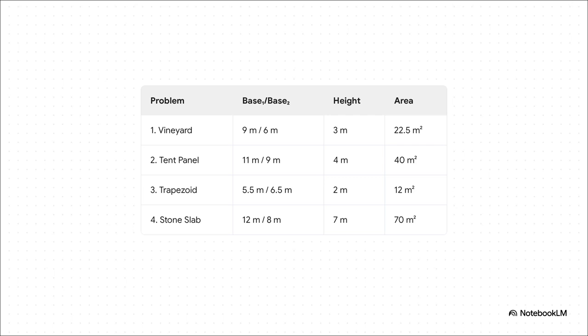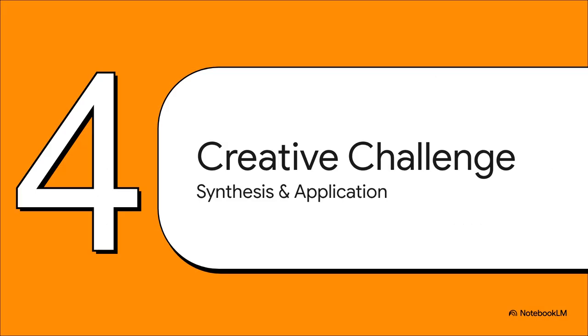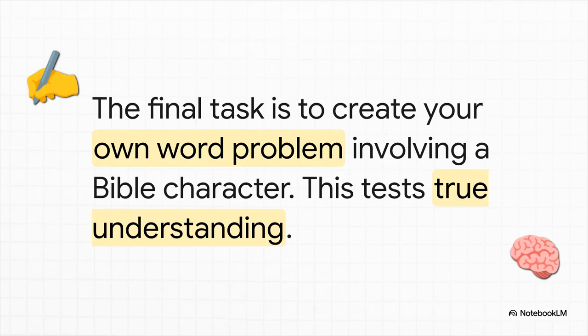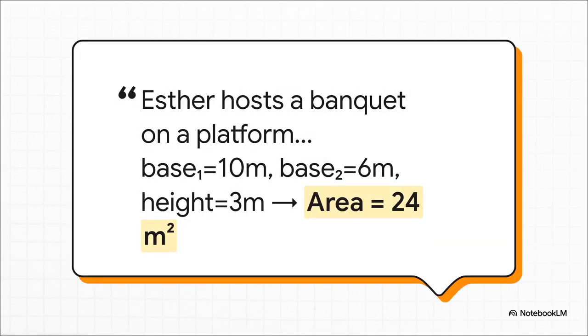For instance, take a look at that tent panel. You add the bases, 11 and 9, to get 20. Multiply by the height of 4 to get 80, and divide by 2, boom, 40 square meters. It's a great way to lock in the concept. But the lesson doesn't just stop with simple calculations. It moves on to one final creative challenge, which is all about applying what you've learned in a totally new way. The final task is to create your own word problem using the formula, and it has to involve a Bible character. Honestly, this is a brilliant teaching move. It forces you to not just solve a problem, but to understand all the pieces well enough to build one from scratch. And the source even gives us an example.